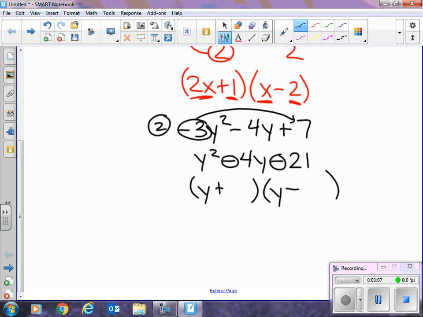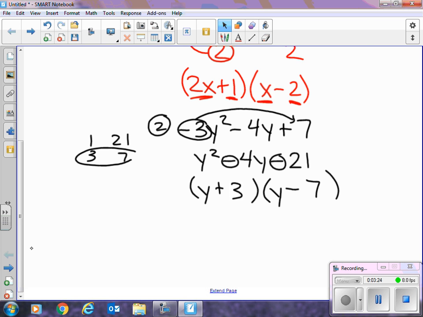So for 21, we've got to multiply to make 21 and subtract to make 4. Well, there's 1 and 21 and 3 and 7. So the one that subtracts to make 4 is the 3 and the 7. 7 is the boss, so 7 goes with the minus sign and 3 with the plus. And if you do your quick check, positive 3 minus 7 is negative 4. So we've got the right numbers with the right signs.